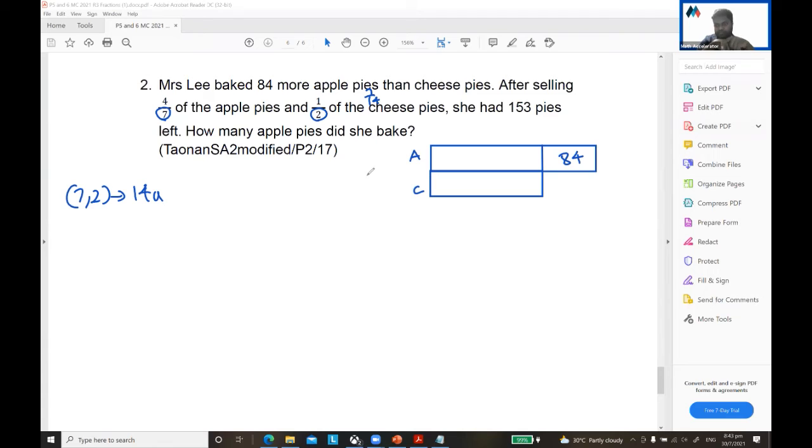So in that case, what's the total unit of the cheese pies? Anyone? Let's forget about the apple pies first. Let's talk about the cheese pies. So how many units are there? Okay, very good. 14. So in this model here, we put 14 units. Put it down. So if this is 14 units, what do you think this portion here is? Can you type in chat? It is also 14 units. Well done.